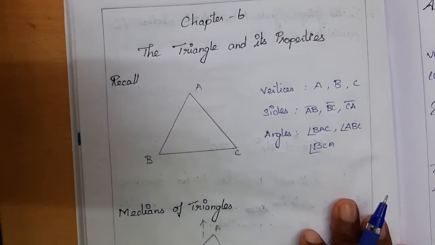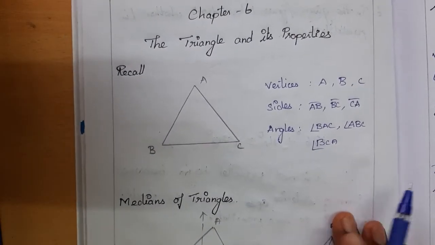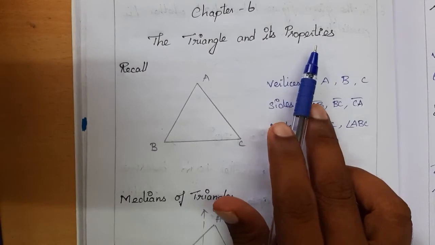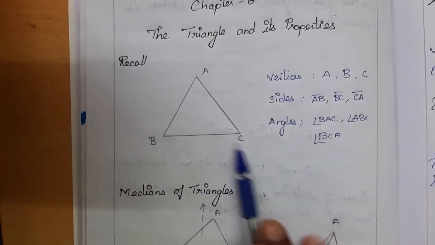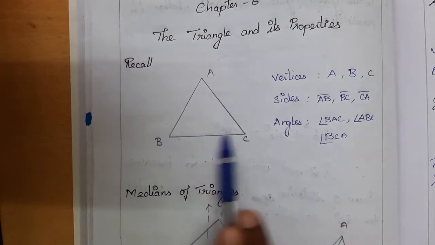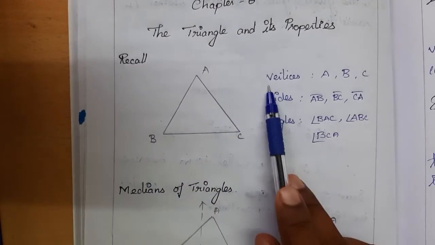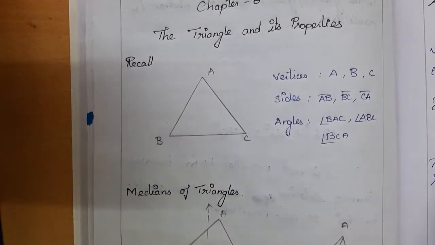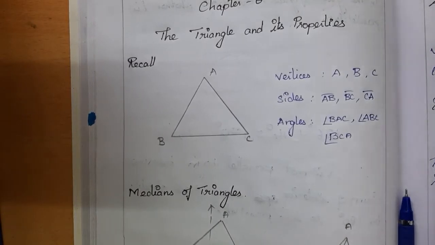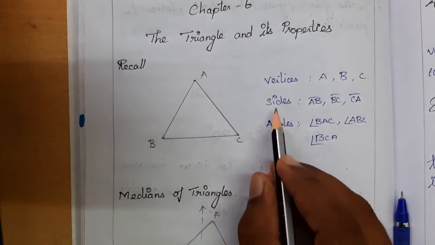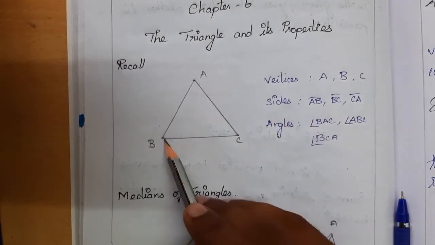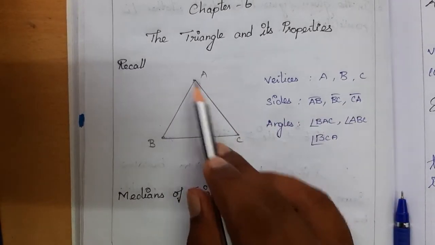Hi students, so here we start with chapter 6, the triangles and its properties. Let me recall what we have learned about the triangle. I started with a figure triangle ABC. The intersecting points A, B, C we call vertices, and the sides we call line segments AB, BC and CA.